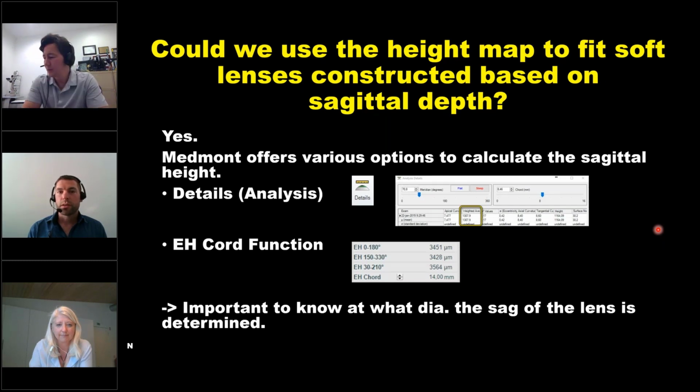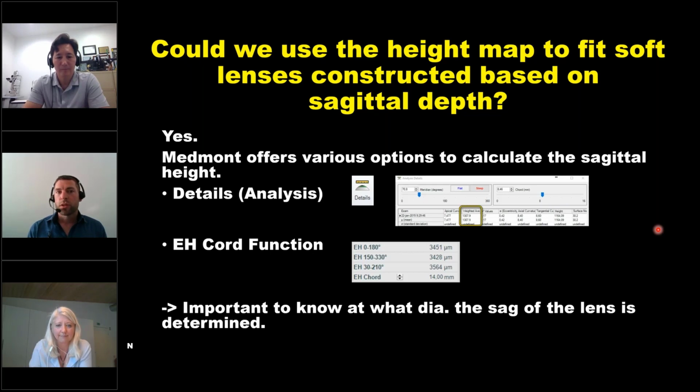So indeed, we see new designs coming out on soft lenses that are based on sagittal depth. And for Medmont, the answer is yes, because Medmont lets you calculate the sagittal depth for the cornea in different ways. So one thing to point out is talk to your lab and find out at what chord diameter you need the sagittal height to be determined for that type of contact lens you want to fit.